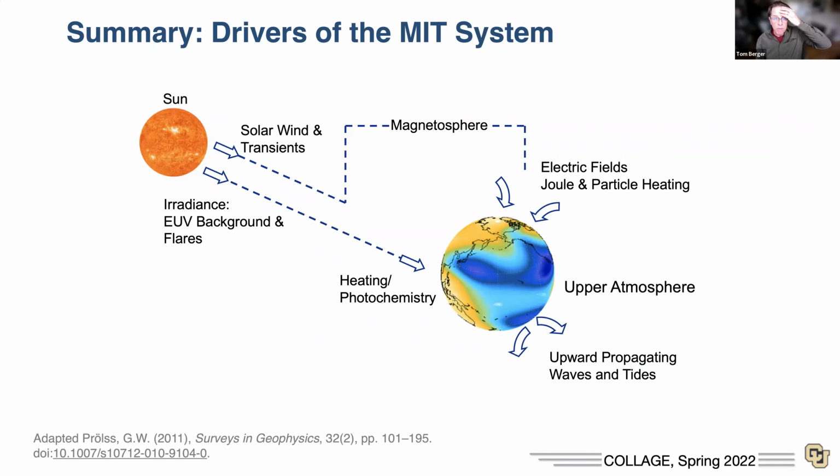So in summary, the drivers of the MIT system are really the sun, the irradiance from the EUV background and from flares, and the solar wind and transients, which drive the magnetosphere, as we saw earlier, to create these electric fields in the magnetosphere itself. But also the upper atmosphere, upward propagating waves and tides, all play into how this system reacts at any given time. So these are the big, constantly changing things over here. This is more of the slower-changing, almost constant background conditioning of the system, which determines how it reacts during large changes due to the solar inputs.